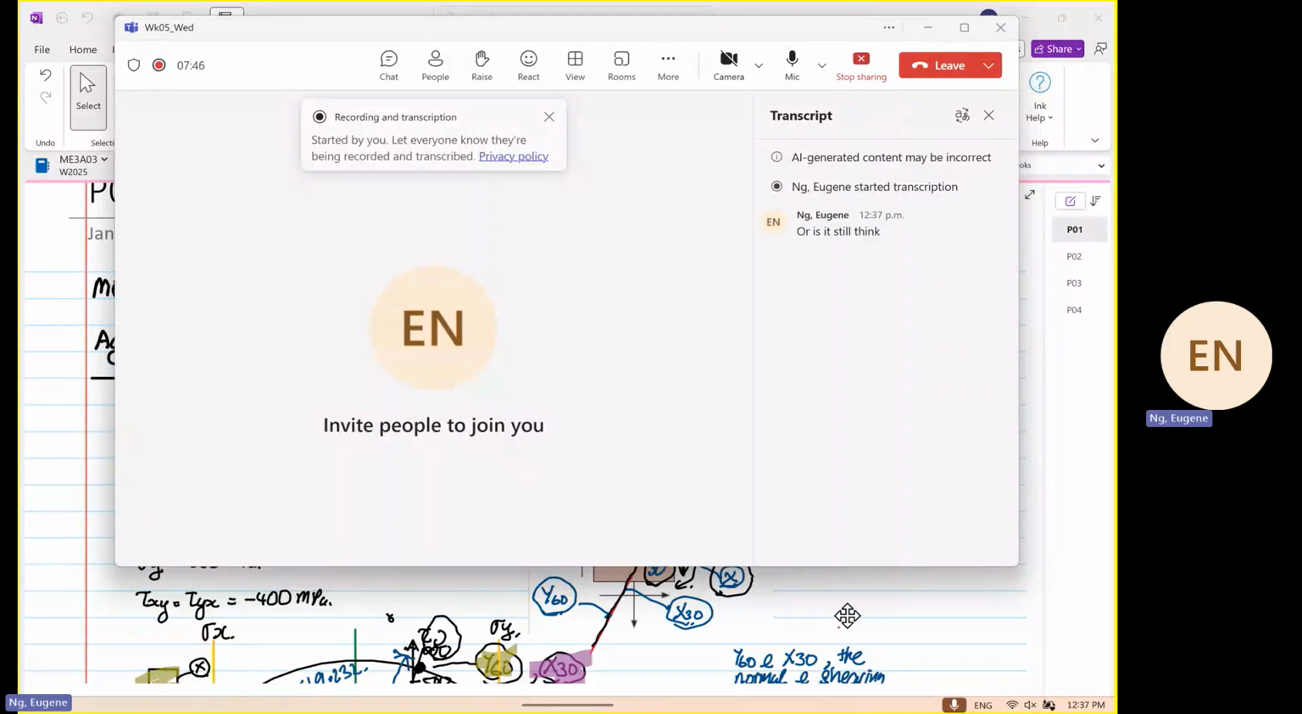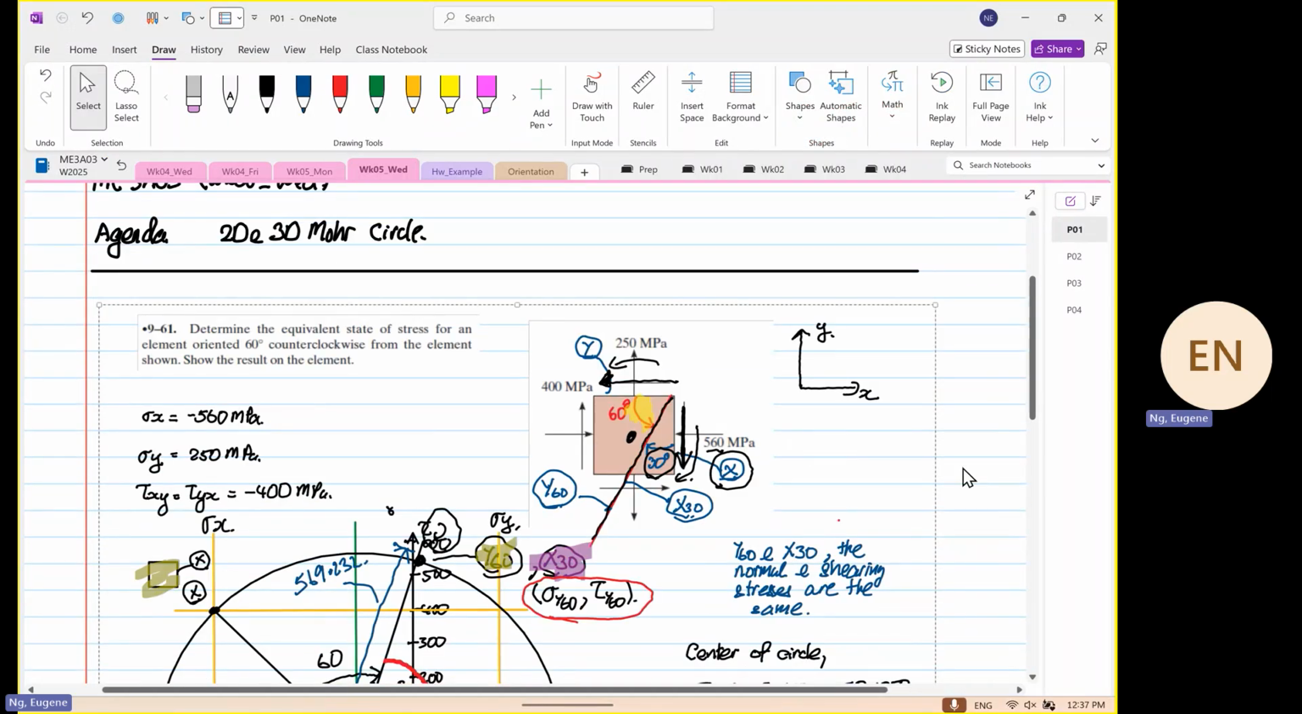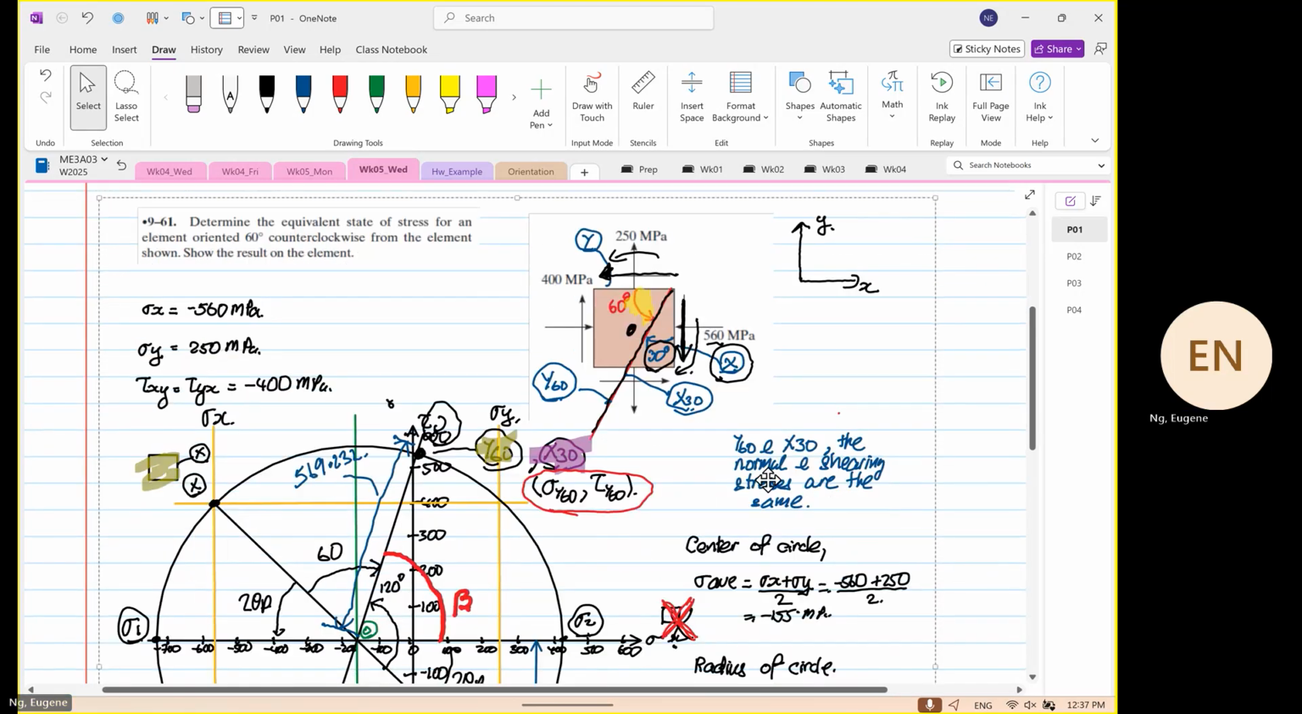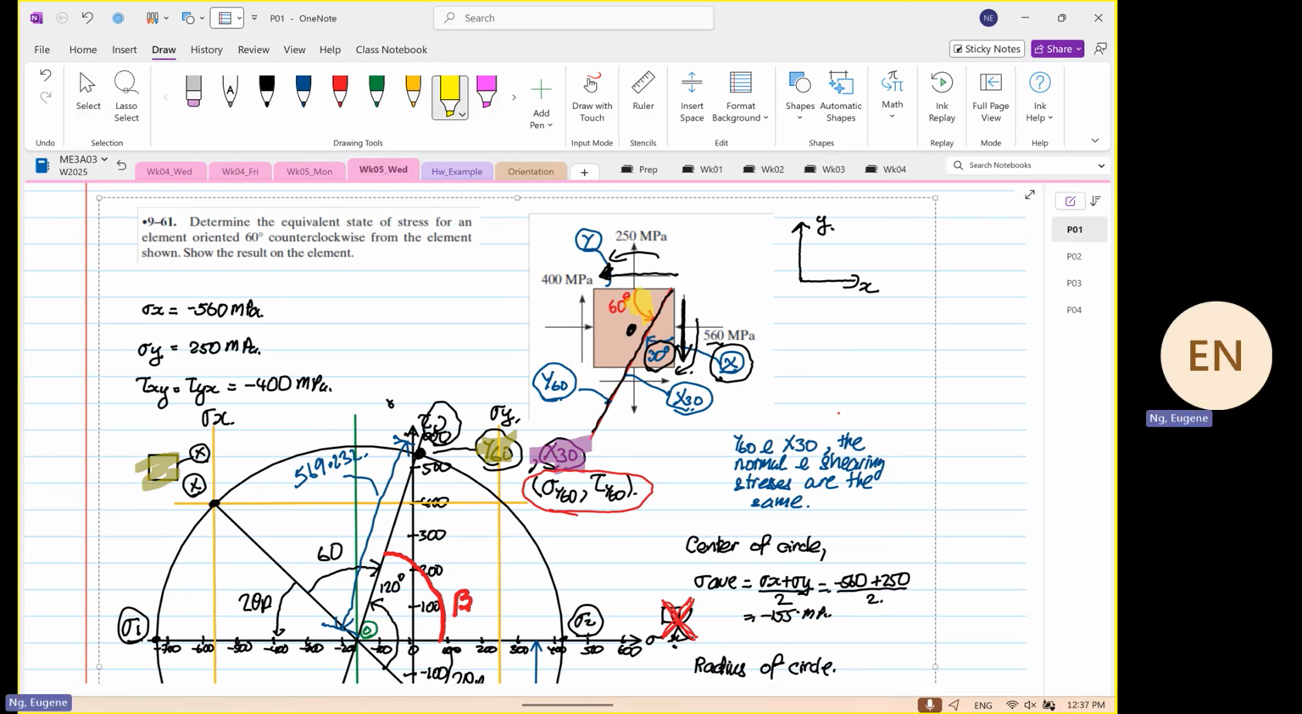It is recording. Right. So on Monday, we looked at this problem, just a quick recap. We did it from the element to the Mohr circle. This question, just to recall, is we want to find the stresses at 60 degrees, which we highlight in yellow, when the element is rotated counterclockwise.